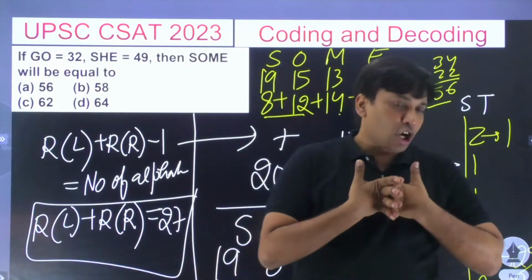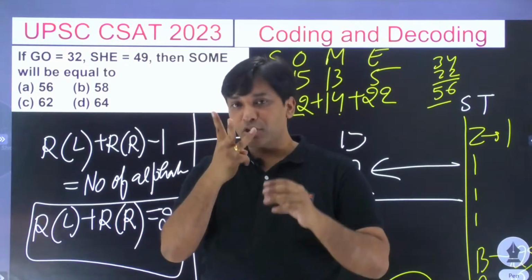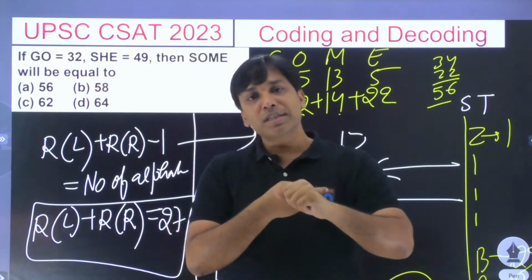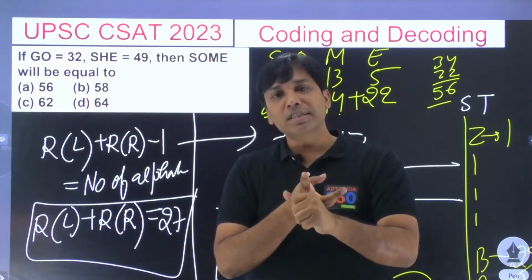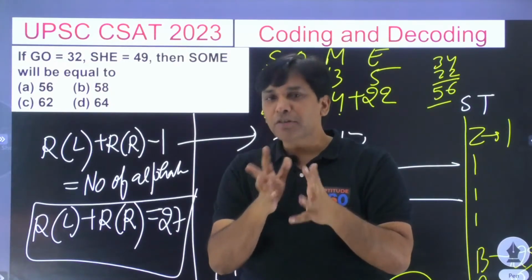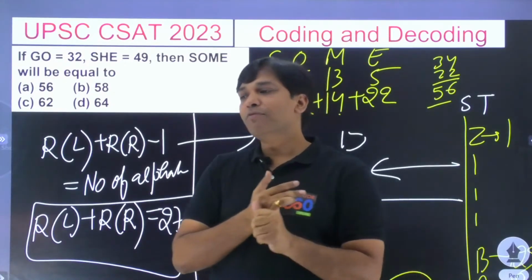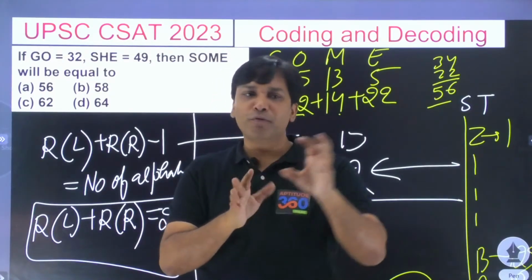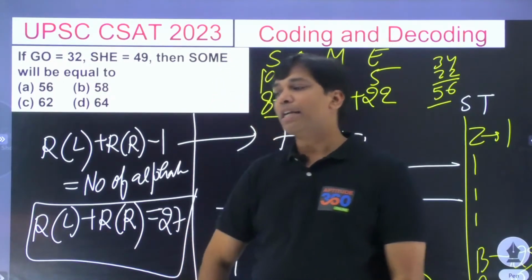Let me know in the comment section how was the class today. We covered 3 topics today: averages, concept of weighted averages, and then we did a bit of mixtures and alligations, and then we did coding and decoding. So I am pretty hopeful you will get 3 or 4 problems from today's class.